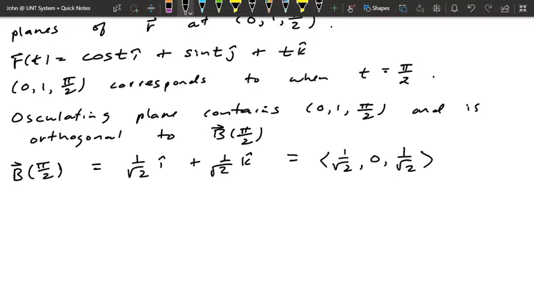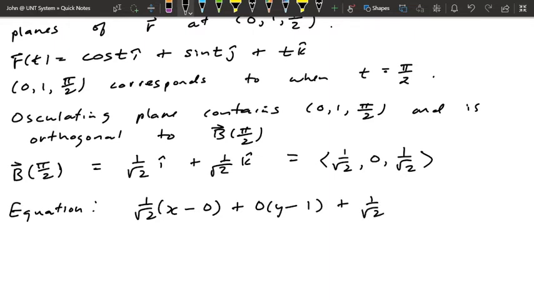All right, so the osculating plane is the plane which contains this point and is orthogonal to this vector here. So therefore, its equation, if you just remember from chapter 12, and then simplify it.